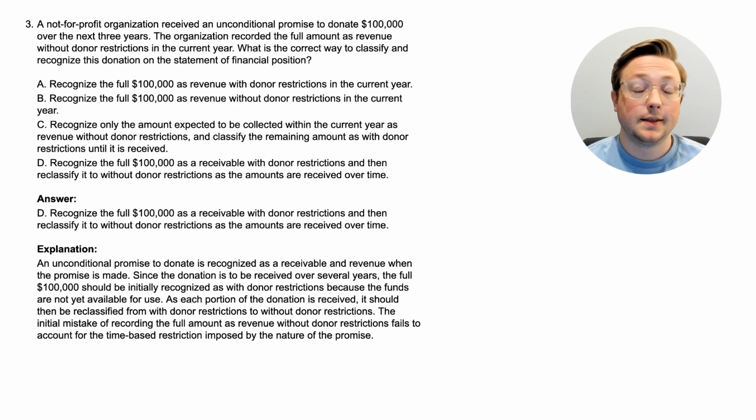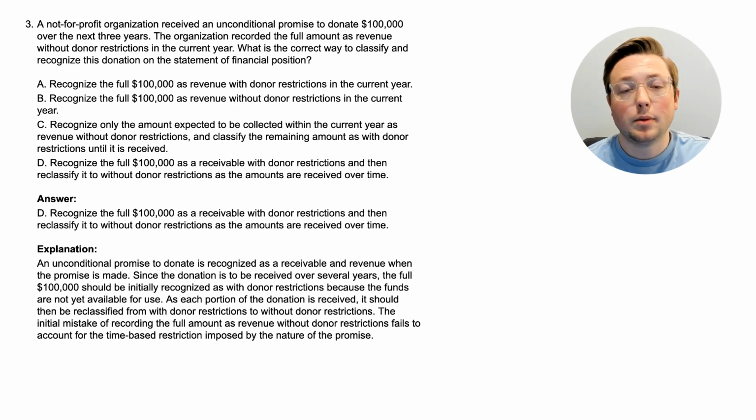The initial mistake is that they recorded it all as without donor restrictions because technically it is unconditional. They don't have to use it for something specific, but because they haven't received the money yet, they don't want to say that they can just spend $100,000 because they haven't actually received that money yet. So that's why you would have to correct this and only reclassify it from with to without donor restrictions as you receive the money. Let's go to the next question.